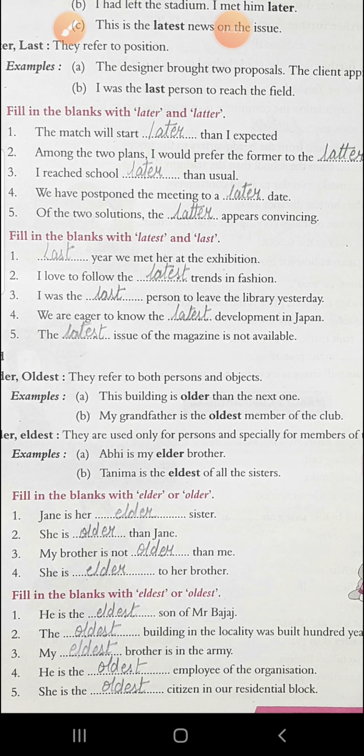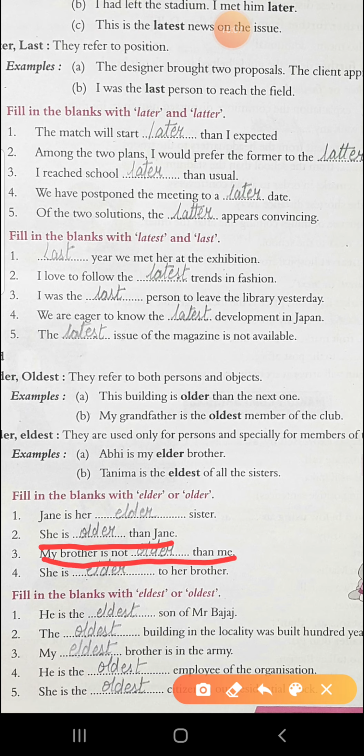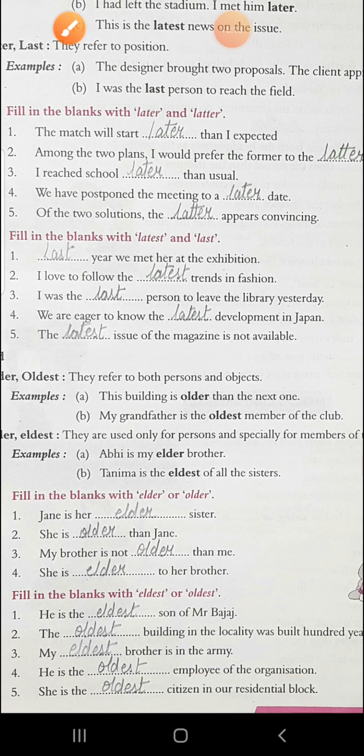Then see the second one. She is older than Jane. The word than is there, so we can't use elder. We are only left with older. Then third, my brother is not older than me. Fourth, she is elder to her brother. Alright, so you can see wherever we have used elder, we are referring to the same family member, and the word than is not there.